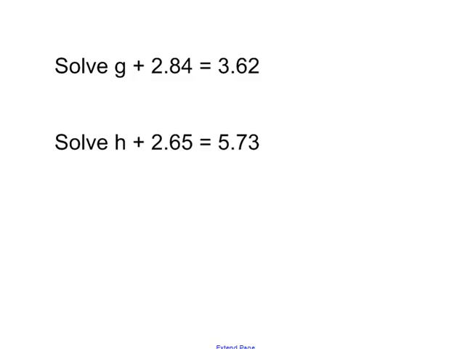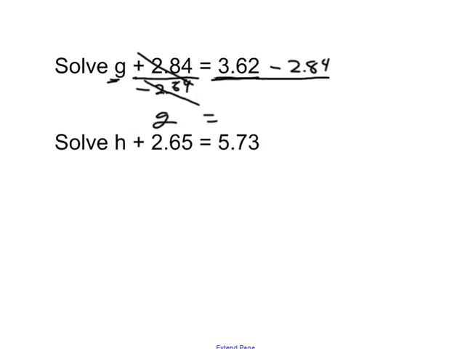Here's a couple of examples, and if we look at this one, we're going to solve for g when g plus 2.84 is equal to 3.26. I'm going to isolate g on one side of the equation all by itself, and I'm going to do that by doing the opposite operation, subtracting 2.84 from both sides. These 2.84 cancel each other out, leaving just g, and g is equal to 3.26 minus 2.84.